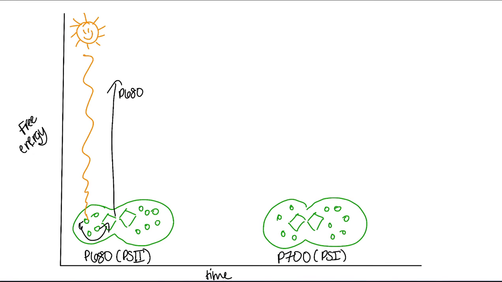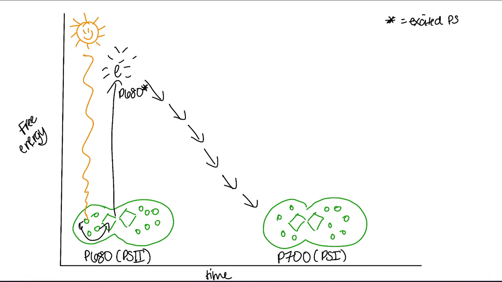Sometimes we write this photosystem as P680 with an asterisk, and this asterisk represents an excited photosystem. And so here is our really excited electron. That electron is then passed through a series of redox reactions. So we're kind of leaving off the complexes here. We're only drawing the photosystems, and eventually it's reaching a lower energy state as it reaches P700.